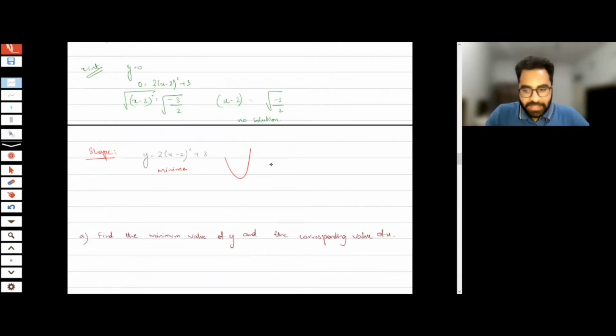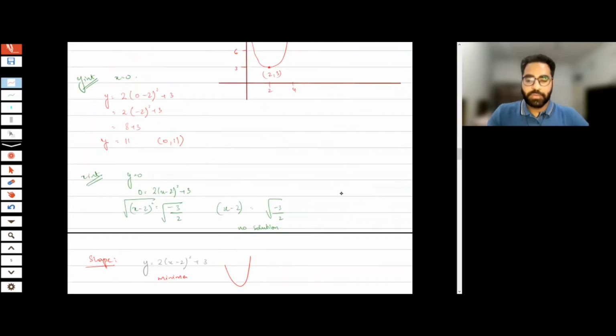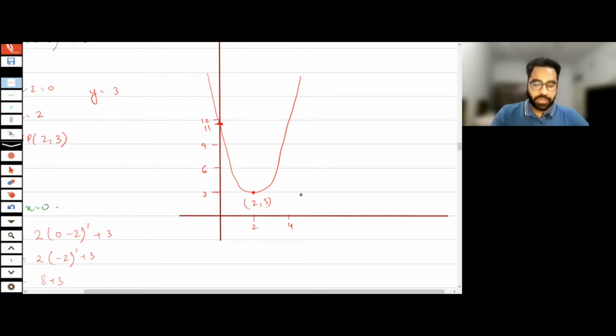Let's take another example. Before doing an example, there's a question. It's saying, find the minimum value of y and the corresponding value of x. For this graph, it's asking me to find the minimum value of y and the corresponding value of x. Just remember, for all these questions in which the examiner is asking you to find the minimum value of y, the minimum value of y would be the y coordinate of the turning point. And why is that? If you think, the lowest value of y that you're going to get would be this 3, because you're not going any lower than this point, right? You're not going lower than this point. So the least value of y that you're going to get would be 3.